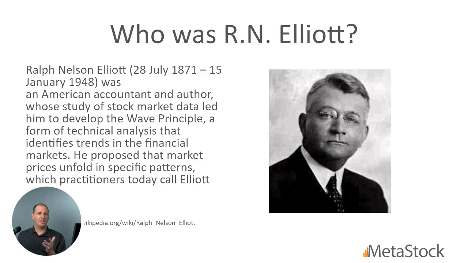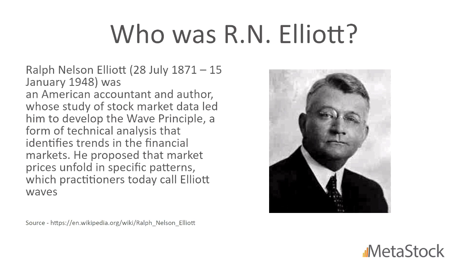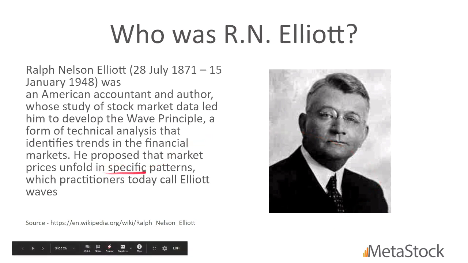So, well, who was Elliott? Where do Elliott Waves come from? So R.N. Elliott was an accountant and an author, and he would study the market, and what he saw was a lot of psychology behind what was happening in the market. So he did a lot of study and really analyzed the market, and he came up with this Elliott Wave theory. What he came up with are specific patterns, which people call Elliott Waves.